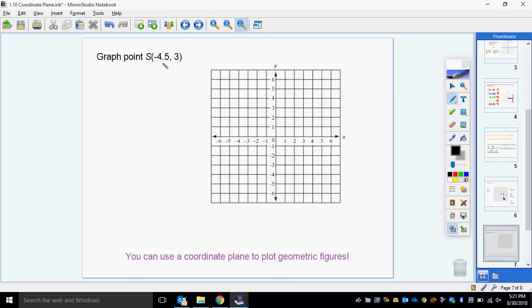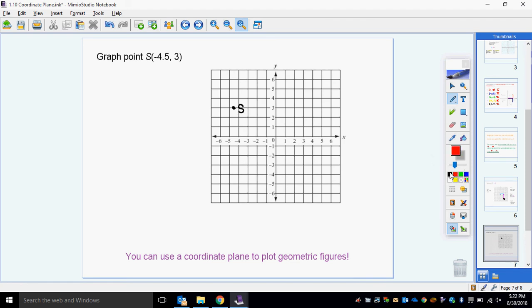I want you to graph this point S, (-4.5, 3). Please graph it on your coordinate grid. Okay, hopefully you went negative 4.5. That means go left 4.5 and then up 3. And you plotted a point here. So it's going to be in the middle between negative 4 and negative 5, and then it's going to be on the line 3. And also I hope that you labeled it S.